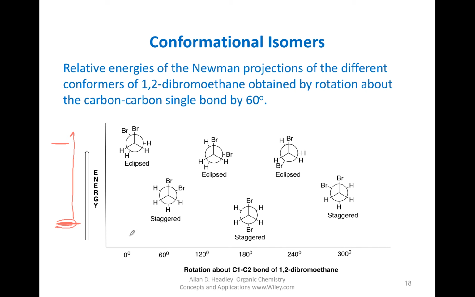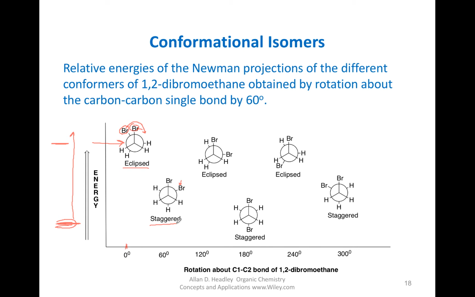So let us put the different conformers on this plot here. So we'll start by the least stable. Notice the two bromines are behind each other, the eclipsed conformer. So that means that this is not stable, and that's why it is high in energy. If we rotate this bromine, the back bromine here, by 60 degrees, it's moving away from each other, so it's a little more stable. We call that the staggered.